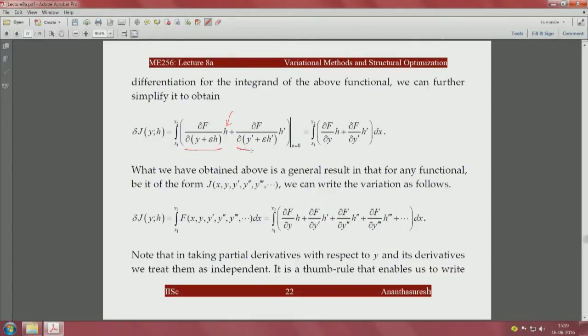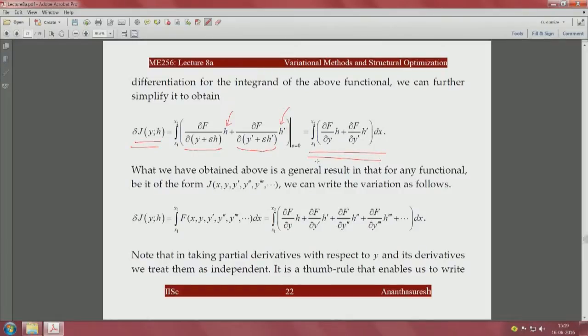Similarly, taking the derivative of y prime plus epsilon h prime with respect to epsilon gives you h prime. So the variation, if you want to just write it like that, you can do it. Some people call it the delta rule or delta property or delta differentiation, that is just a way of remembering, but in this lecture you should pay attention because it comes from the concept of Gâteaux variation. Otherwise, if you just know how to write this like that, that is good enough.